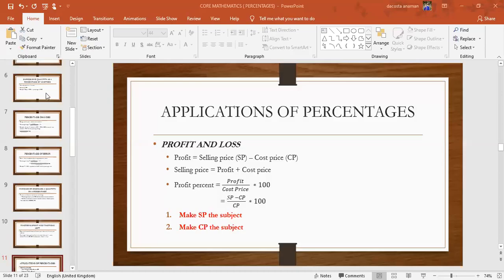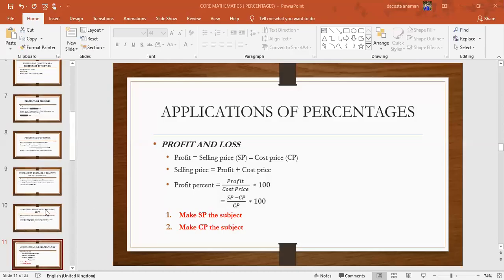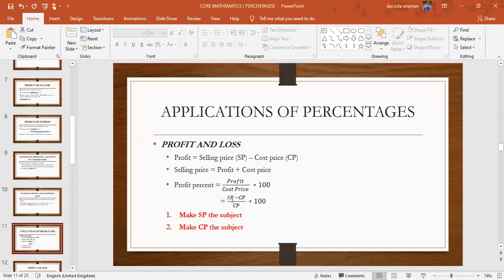Etc. And I gave you an assignment, which is to make selling price the subject of this equation and make cost price the subject of this equation. How many of you did it?